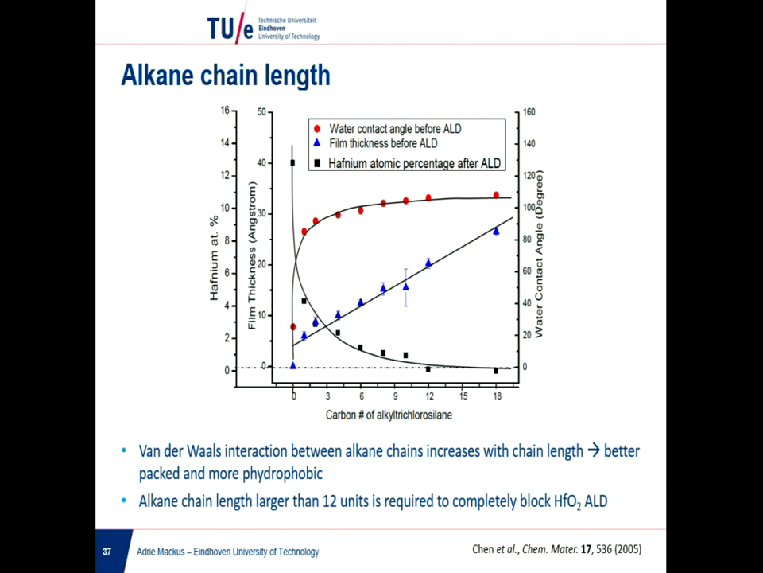Then this is the thickness. So this is basically the thickness of the self-assembled monolayer. You can imagine that this should scale with carbon length. And then the line in black is the percentage of hafnium after deposition. And you can see that this drops down to 0 if you use a self-assembled monolayer of at least 12 carbon atoms. So it seems that you need a certain length of the self-assembled monolayer to deactivate the growth. And basically this is because the longer this chain is, the better this van der Waals interaction between these chains, and then you have a better chance of forming a nicely ordered monolayer.